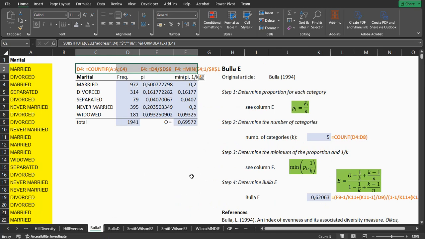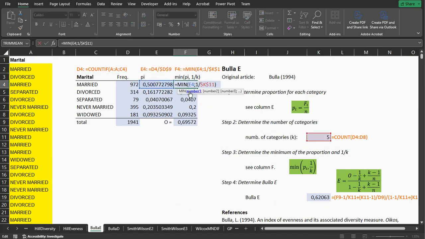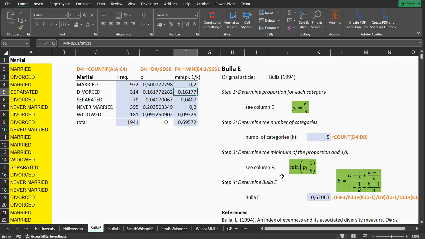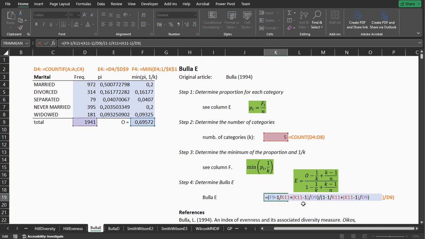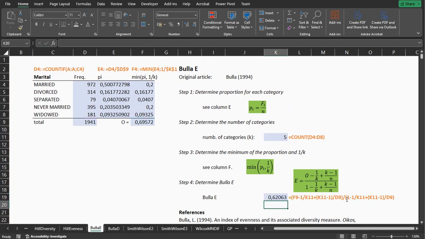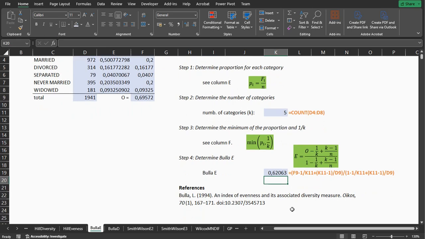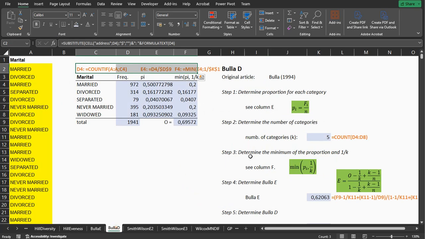Then Bulla E, we take the minimum of the proportion or the expected proportion, which is 1 over k. And then we have this scary looking formula, but actually if you look closely, O is simply the sum of all of these, and everything else we have the k and the n. So it's just being a little bit careful with your parentheses, but then it should work out, and this turns out to be 0.62.